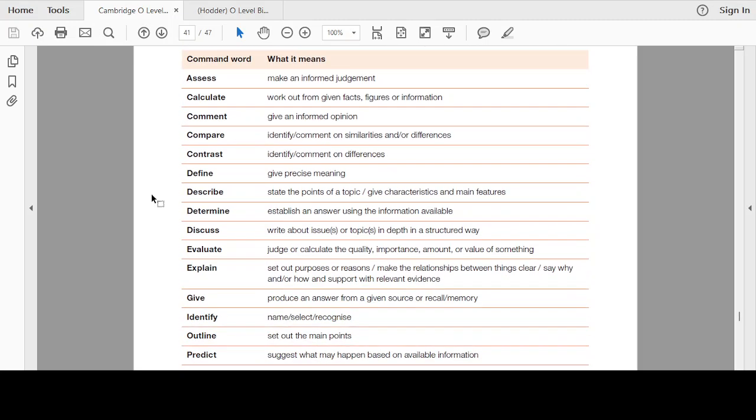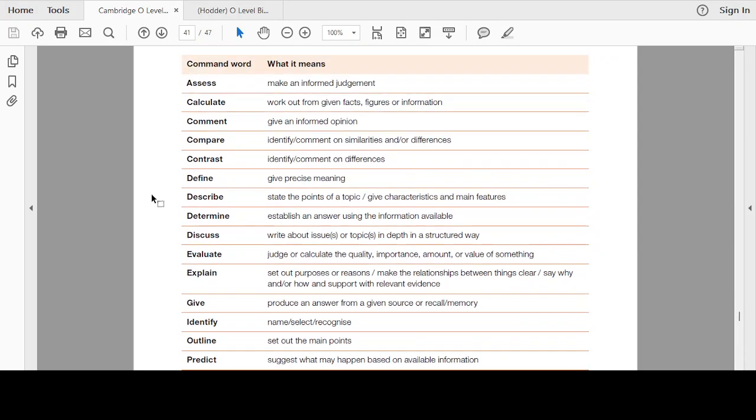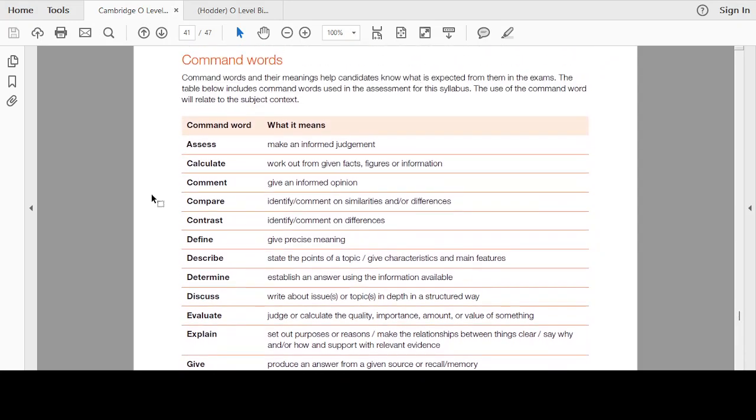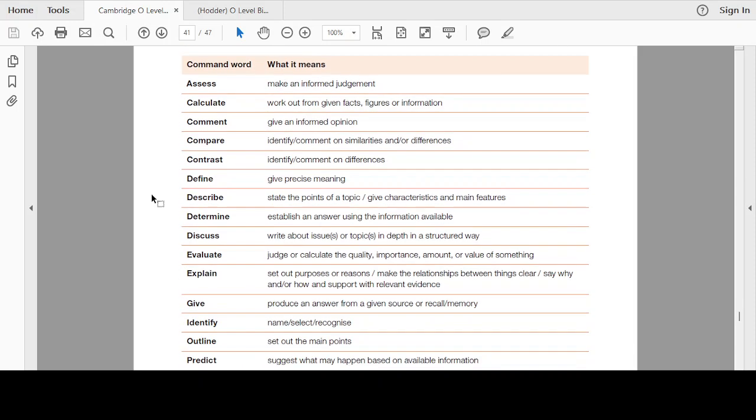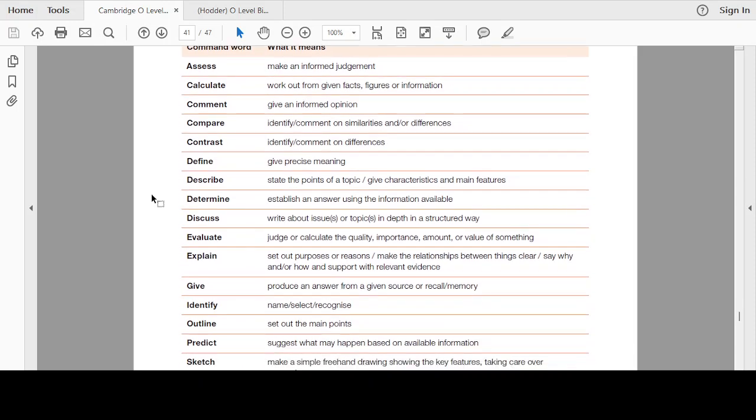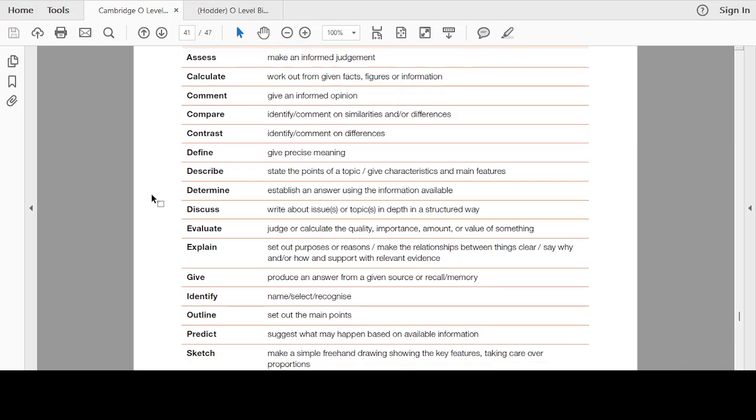Command words. So these are all the words that might show up in your papers. And then this tells you how to answer, what the question is expecting of you. This is given in alphabetical order, not in the order that they would appear. So if the question says assess, that means make an informed judgment. So you probably have some data or some information based on which you're going to give an answer. Calculate, so work out from given facts, figures, or information.